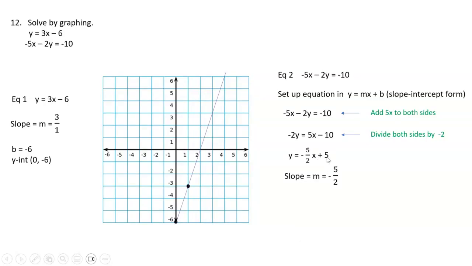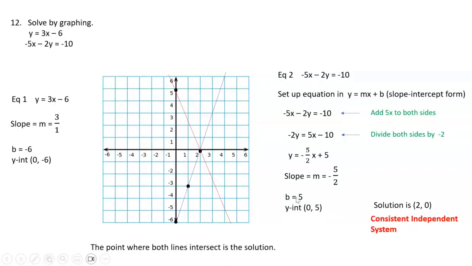My y-intercept is going to be 5, and my slope will be -5/2. So the b, or the y-intercept, is my starting point, which would be (0, 5), which is up here. Now from that point, we're going to go down 5: 1, 2, 3, 4, 5, and 2 to the right, 1, 2. There's my point. Now we connect the points, and we get our line. So the answer will be (2, 0), because that's where the lines intersect. That's my solution.